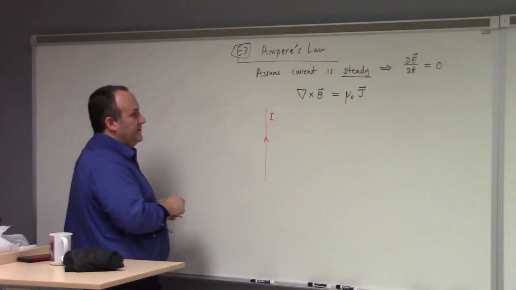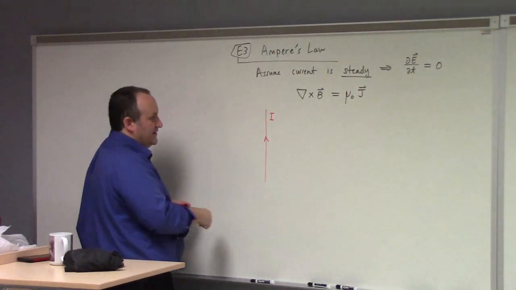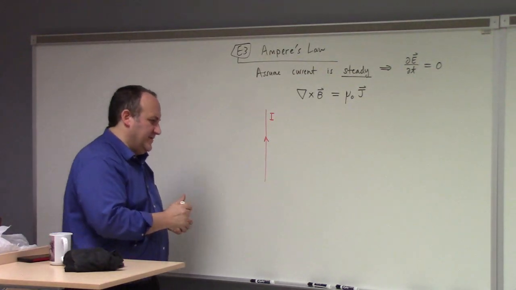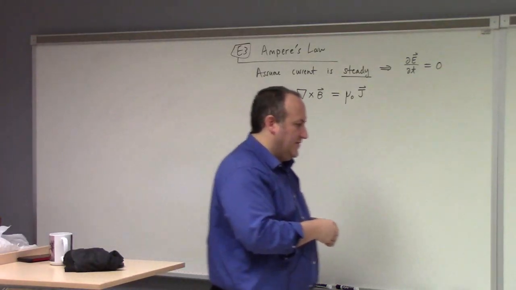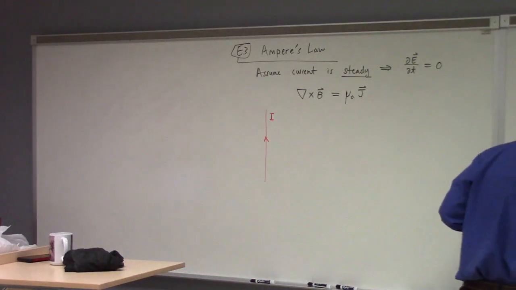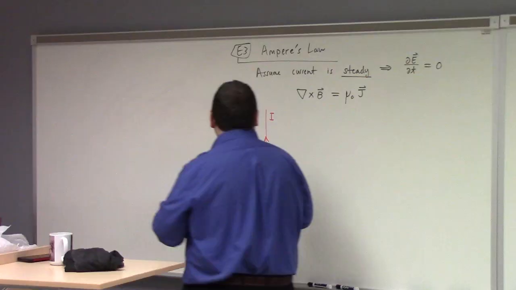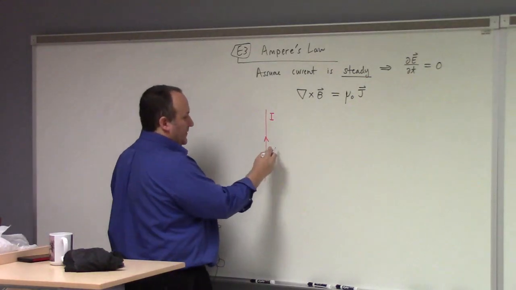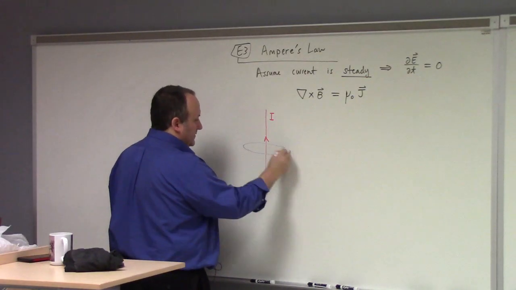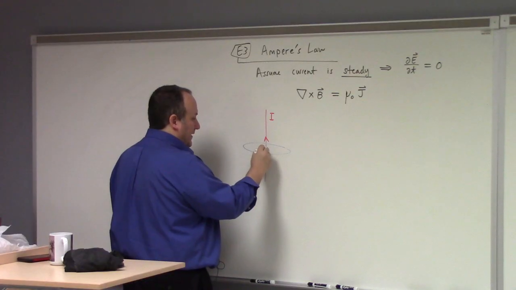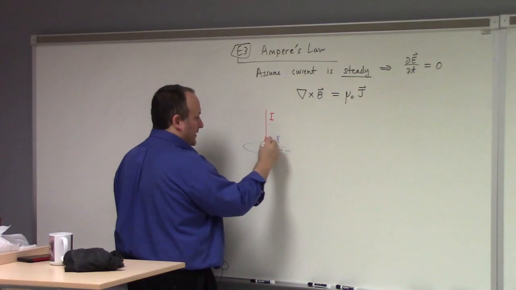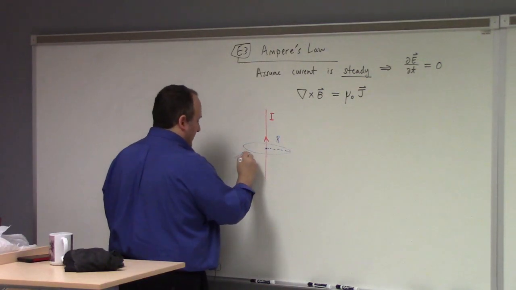And so what Ampere's law says is that if you have a current which is steady, it doesn't have to be long, I guess, you can look at what's called an Amperian loop. Here, I'll just draw a circle like this, of radius r. This is known as an Amperian loop.